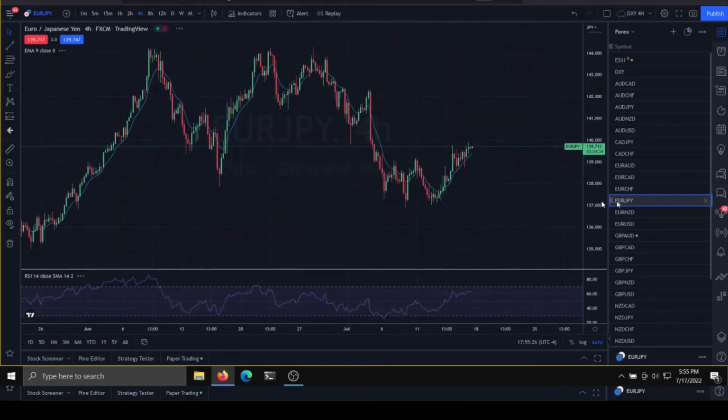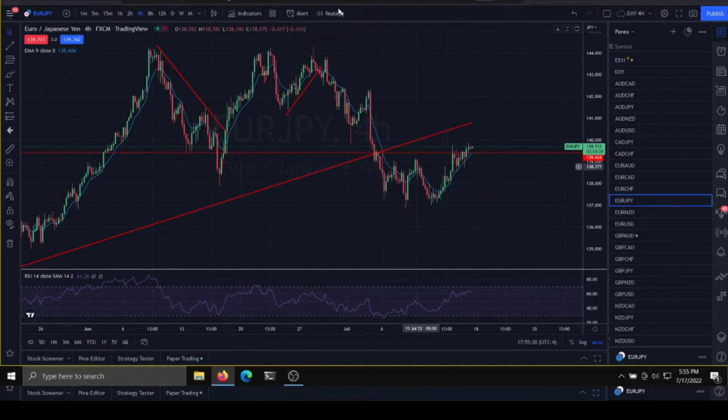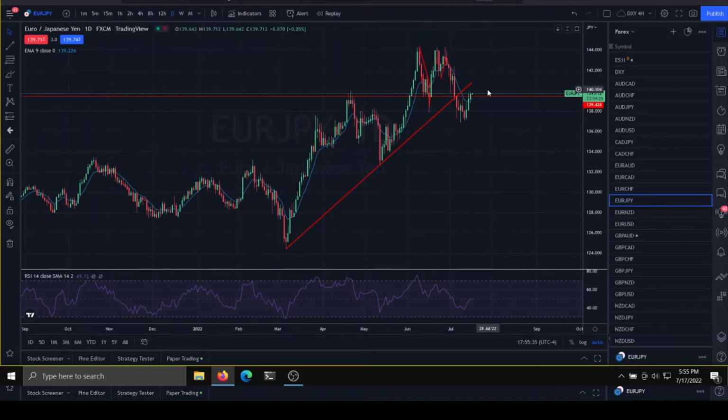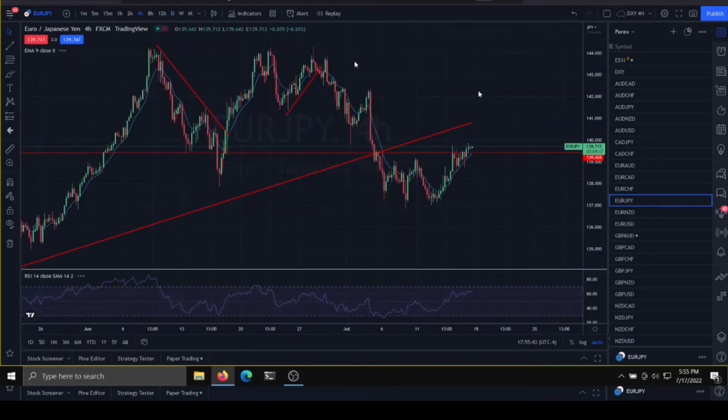Euro JPY. You have a breakdown under this trend line. Check it out on the daily. For now, I'm looking for downside. I mean, there's no reason to buy this unless it makes a nice 4-hour or daily setup, which we don't have right now. I'd be looking for this to break down.